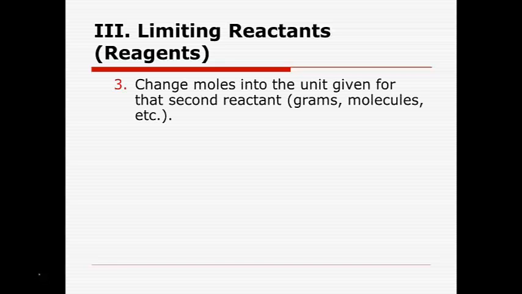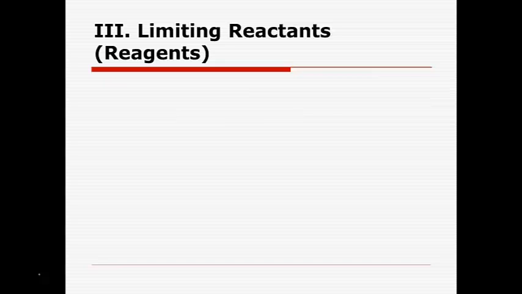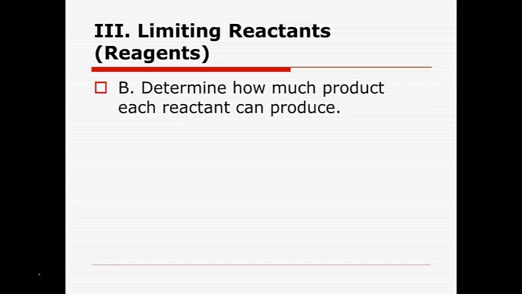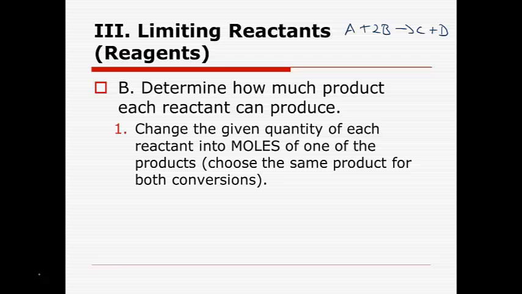Second way, and I would suggest you do it this way. Figure out how much product each reactant can produce. So A plus 2B is going to yield C and D. Change the given quantities. So let's say we had 30 grams of A and 10 grams of B again.